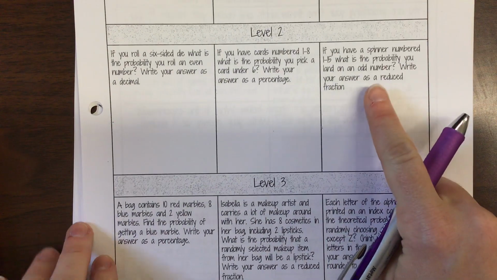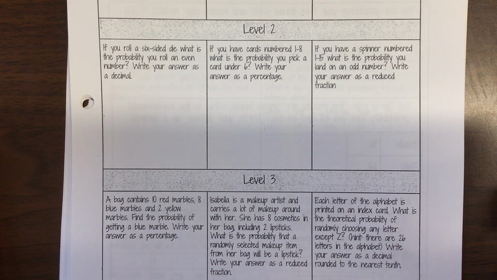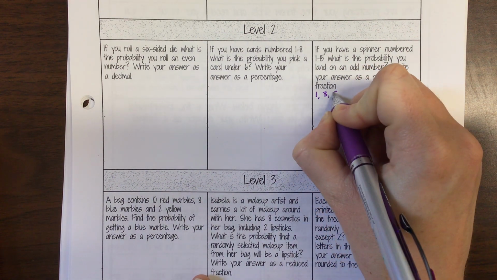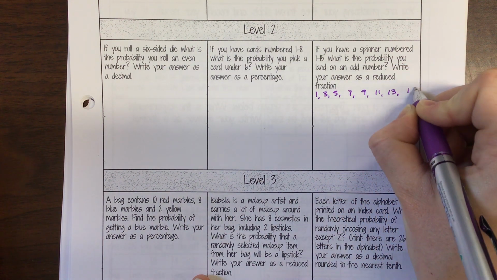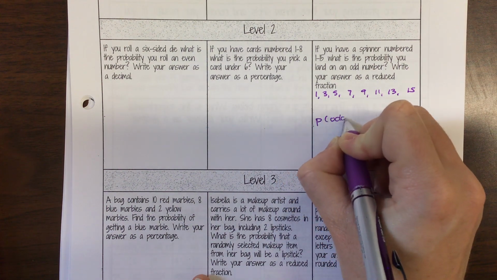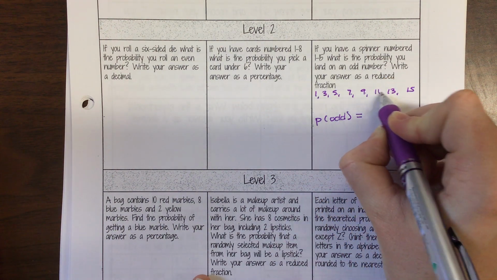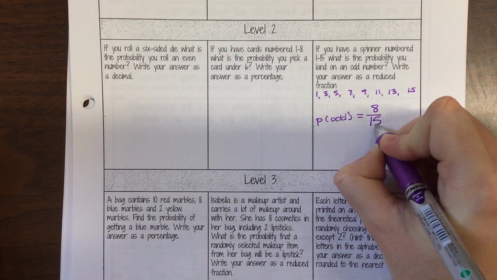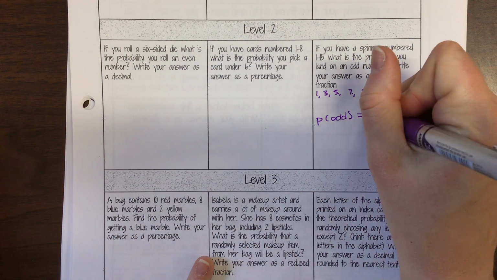Let's do this one from level 2. If you have a spinner numbered 1 through 15, what is the probability that you will land on an odd number? Let's list the odd numbers 1 through 15. 1, 3, 5, 7, 9, 11, 13, and 15. Okay. So there's 1, 2, 3, 4, 5, 6, 7, 8 options that are odd out of 15 total numbers. Okay, and it says to reduce. 8 and 15 don't share anything, so that's it.